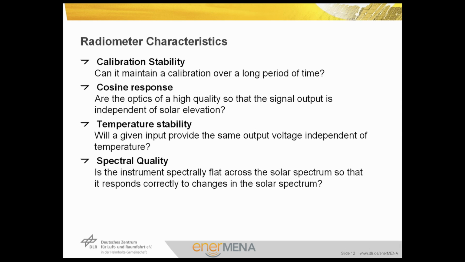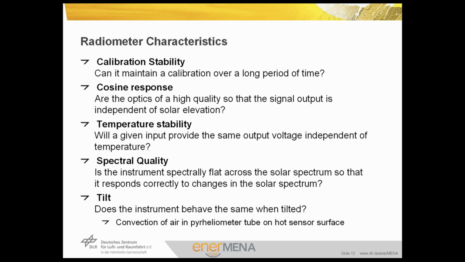The spectral quality. Is the instrument spectrally flat across the solar spectrum so that it responds correctly to changes in the solar spectrum? And then the tilt. Does the instrument behave the same when tilted? For pyrheliometers, this is very relevant because they have to be tilted during the day, and the convection of air in the pyrheliometer tube might cause a different response for different tilt angles.